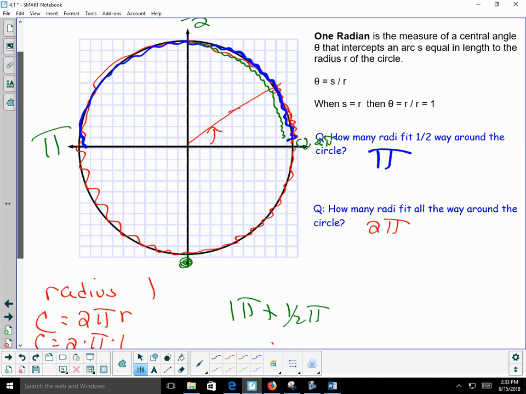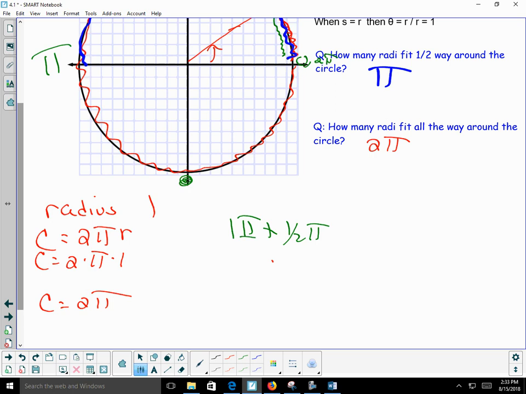I would never write it like this, but let's forget about the pi for a second. What's 1 plus 1 half? That would end up being 3 over 2. So this will be 3 pi over 2. So I'm going to write this as 3 pi over 2. Those are my boundaries for my quadrants.